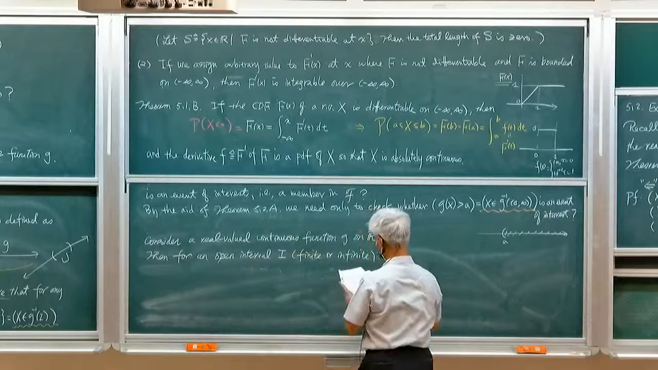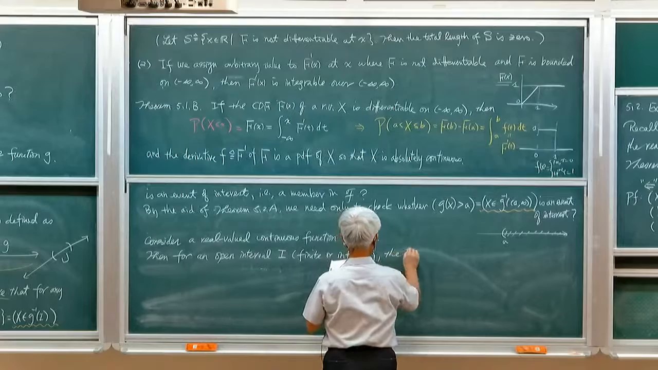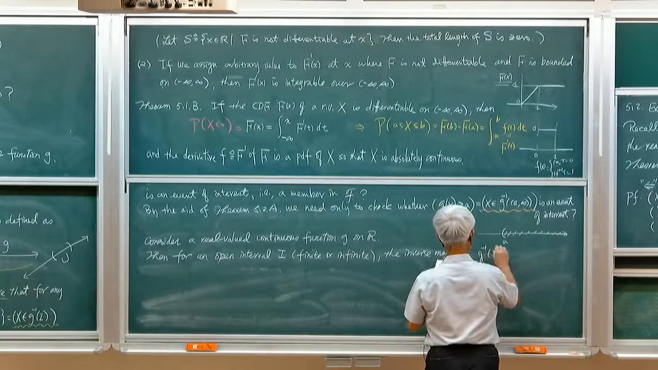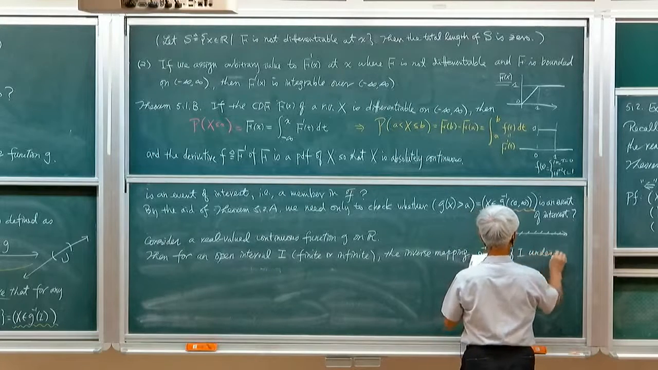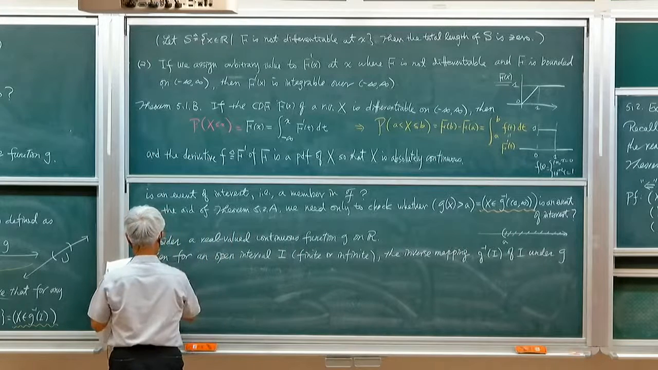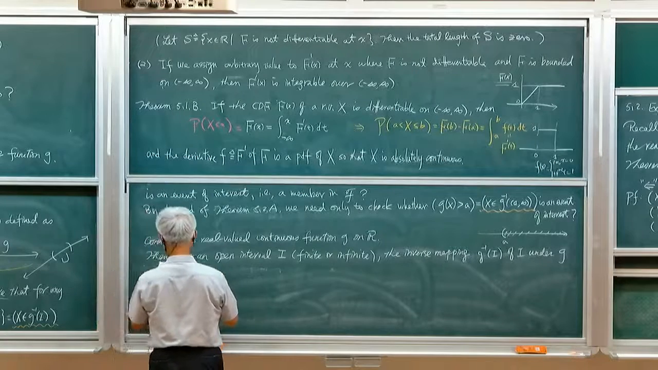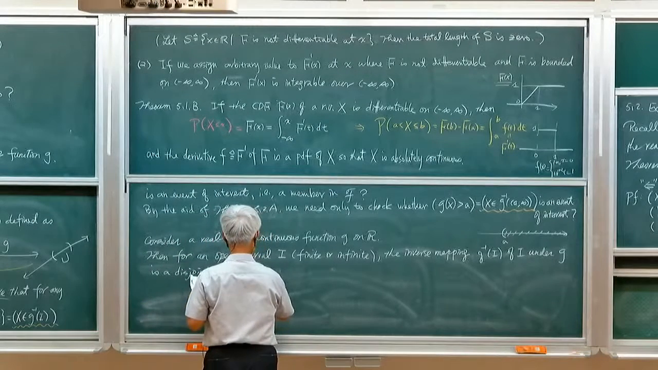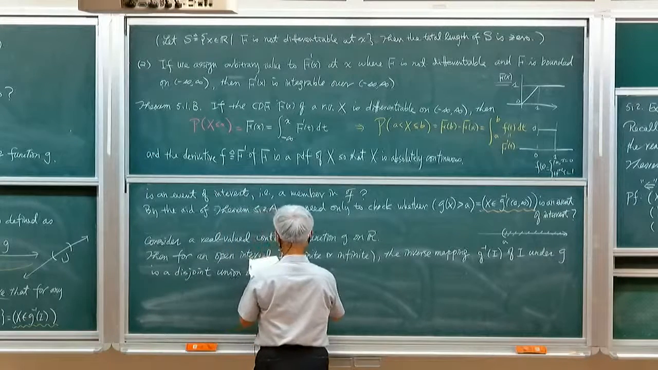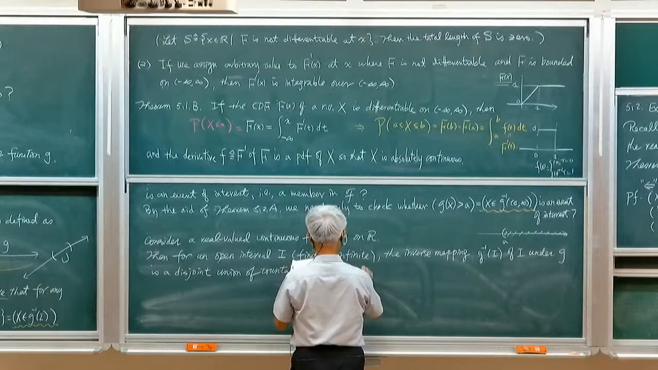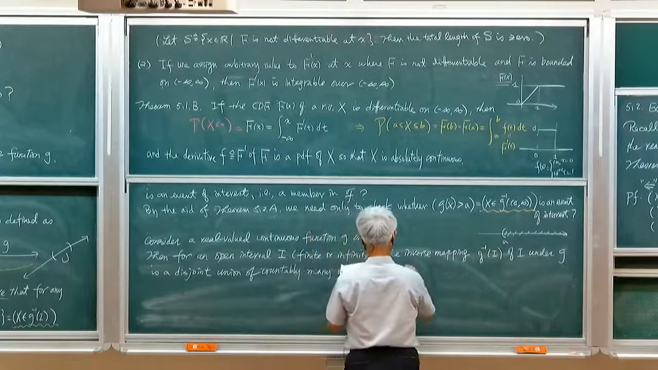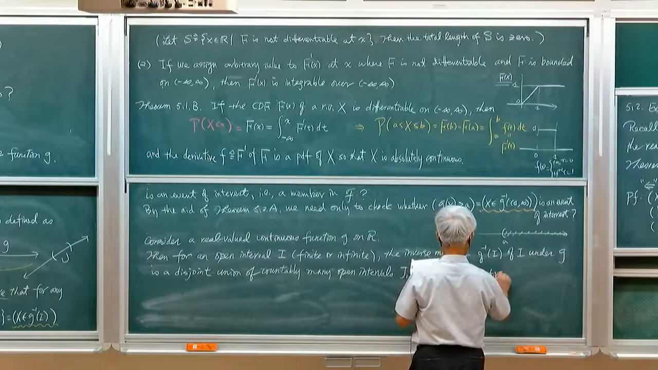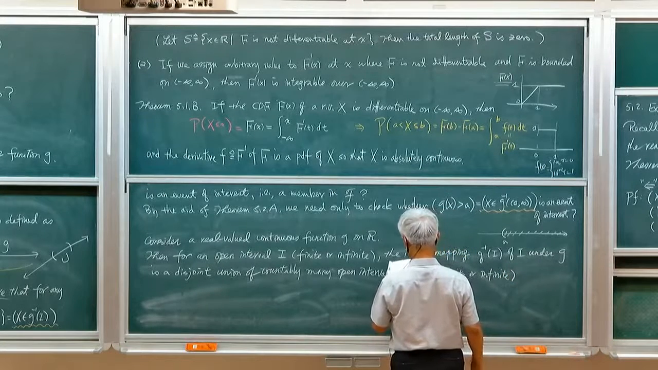So for any open interval I, the inverse mapping g inverse of I under g is a disjoint union of countably many open intervals, say J1, J2, maybe finite or infinite.